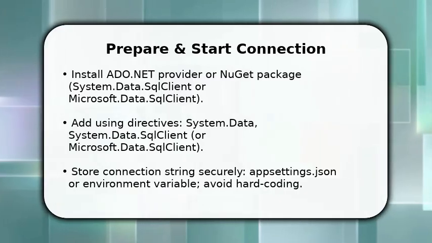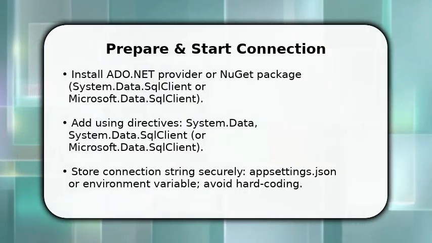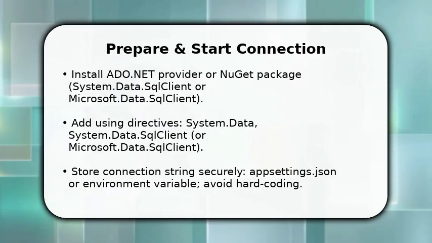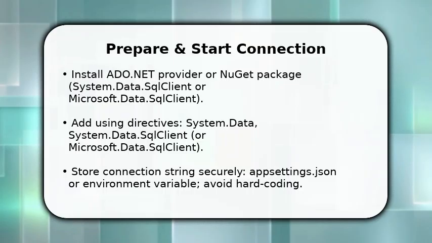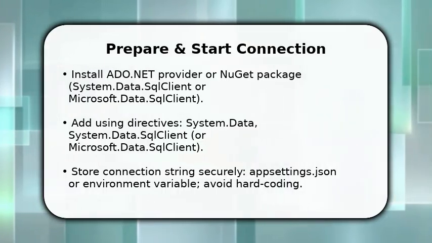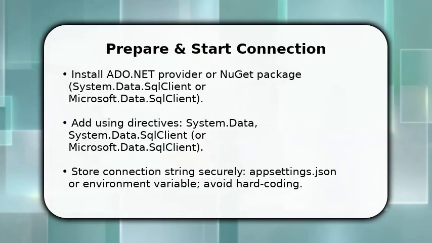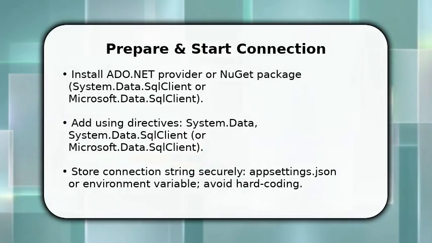You begin by ensuring the right provider is in place and a safe connection string is available. First, add the NuGet package and include the using statements at the top of your file. Then, place your connection string in app settings JSON or an environment variable so you can change it without recompiling. Once done, retrieve that value in your configuration code.